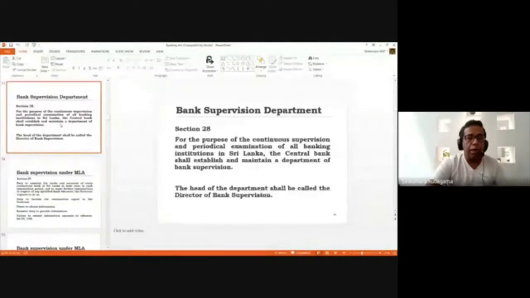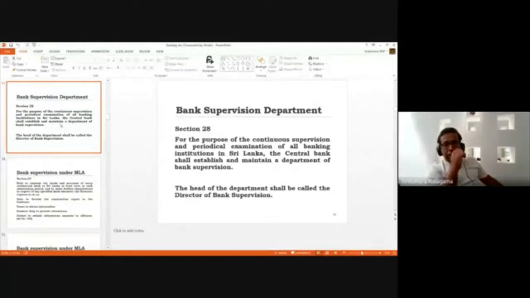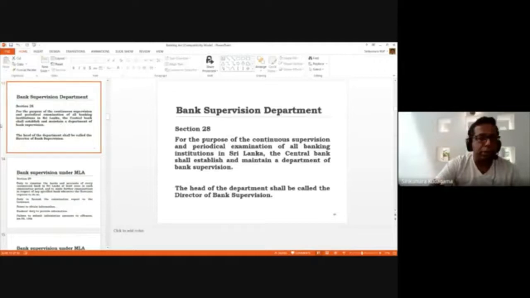In the Monetary Law Act, the Bank Supervision Department is specifically referred to in Section 28, and it says, for the purpose of the continuous supervision and periodical examination of all banking institutions in Sri Lanka, the central bank shall establish and maintain a department of bank supervision. This is the requirement. The central bank shall establish and maintain a department called bank supervision, and the head of the department shall be called the director of bank supervision.